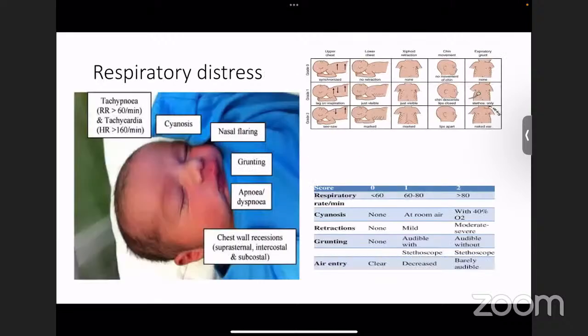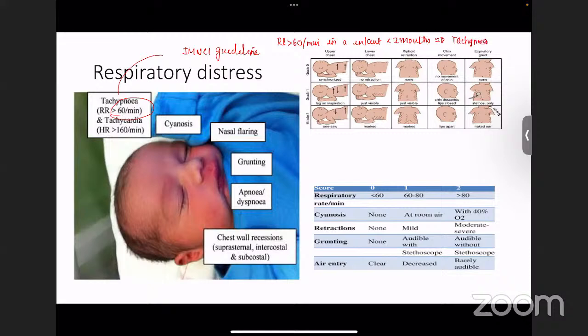So, coming to respiratory distress. When you say the child is having respiratory distress, see the picture given in the slide. Whenever a child has a respiratory rate of more than 60, as per your IMNCI, do you remember the IMNCI guideline for pneumonia? In that, any respiratory rate of more than 60 per minute in an infant less than 2 months tells you the child is having tachypnea.